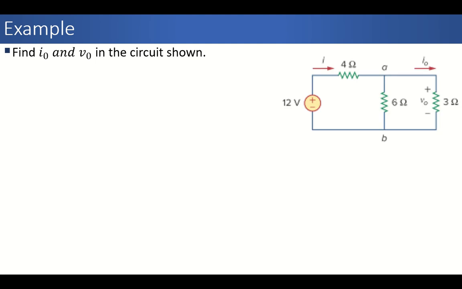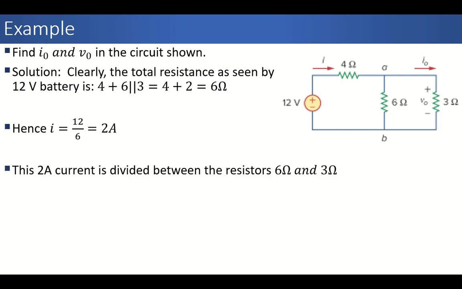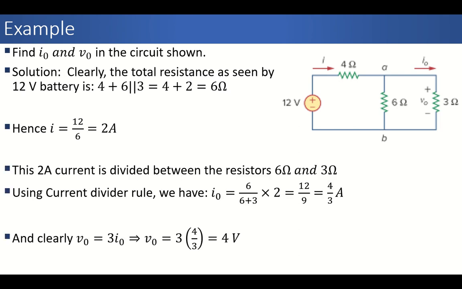So let's see another example. Find I naught and V naught in this circuit. I guess this circuit we have already simplified, and we have found the value, but here we have found I naught, and using that I naught we find the value of V naught using Ohm's law. Previously we had used voltage divider and current divider, but just like I mentioned at that point, you can still use Ohm's law.